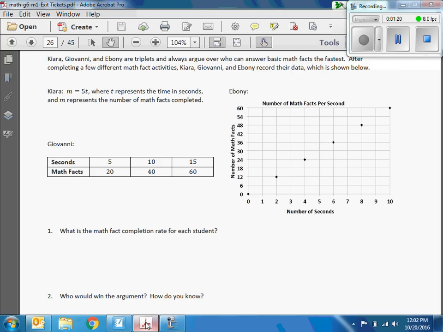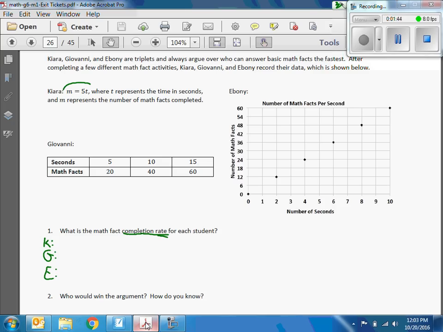Okay, so they're saying, what is the math fact completion rate? The completion rate is our K for each student. So we have Kiera, we have Giovanni, and then we have Ebony. So I'm going to put these three people's initials there. Okay, and we want to know what their K is. In other words, we want to know what their completion rate is.